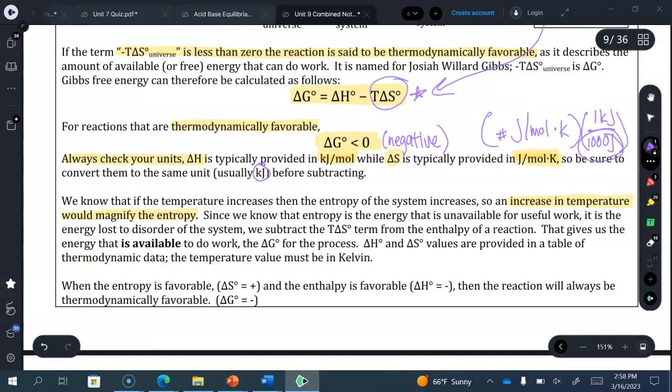Typically we express it in kilojoules. We know that if temperature increases, then the entropy of the system increases. So an increase in temperature would magnify the entropy. Since we know that entropy is the energy that is unavailable for useful work, it is the energy lost to the disorder of the system. So we subtract the T delta S term from the enthalpy of reaction. That gives us the energy that is available. So energy in the system, energy that can't do squat, take the difference between the two, and this is the energy that can do something. Okay?